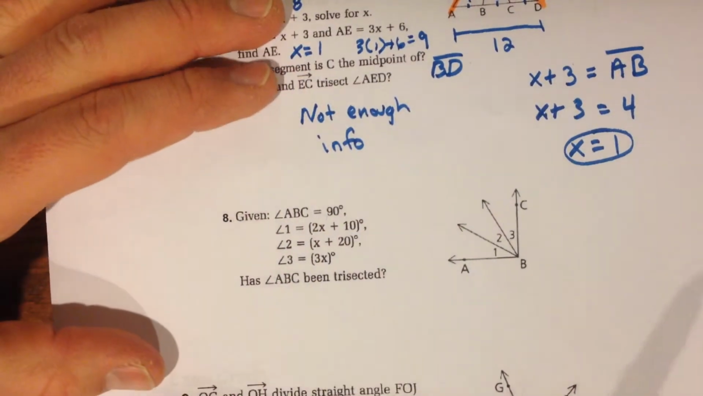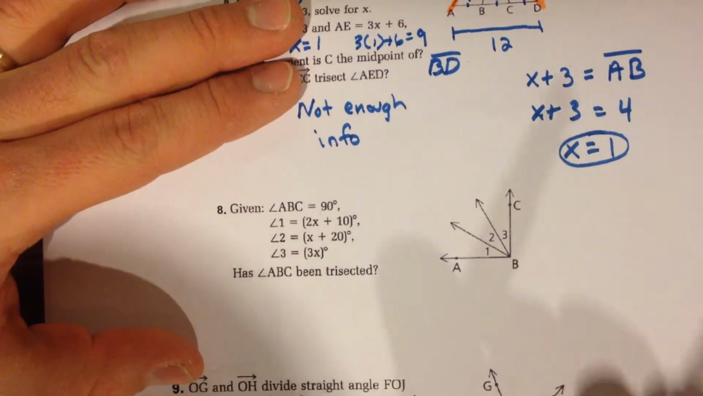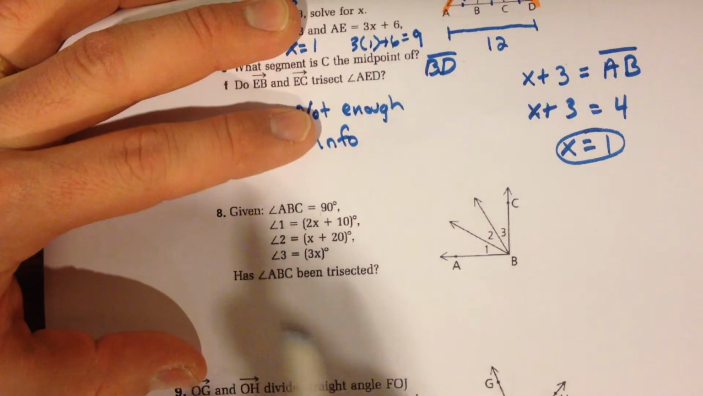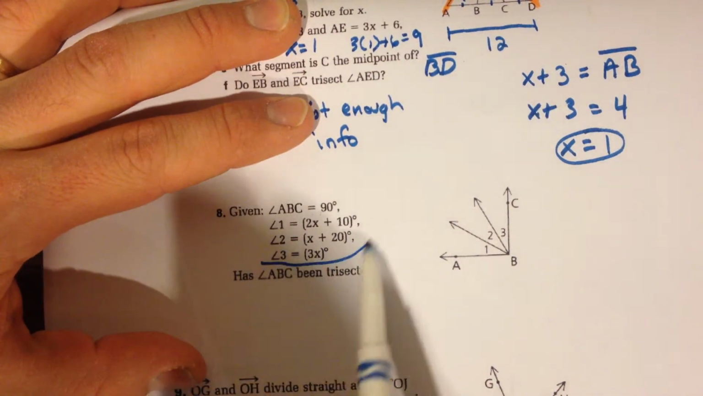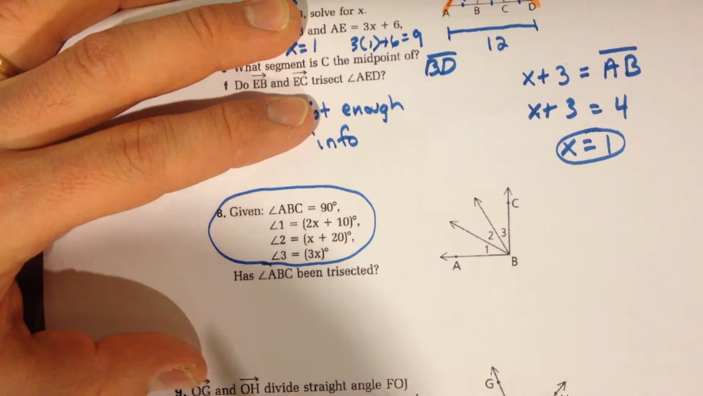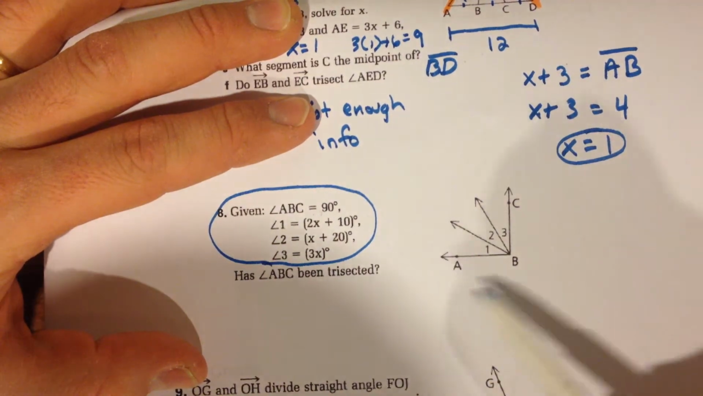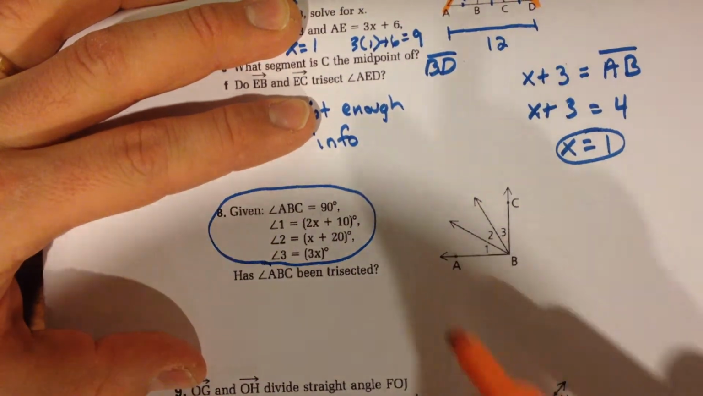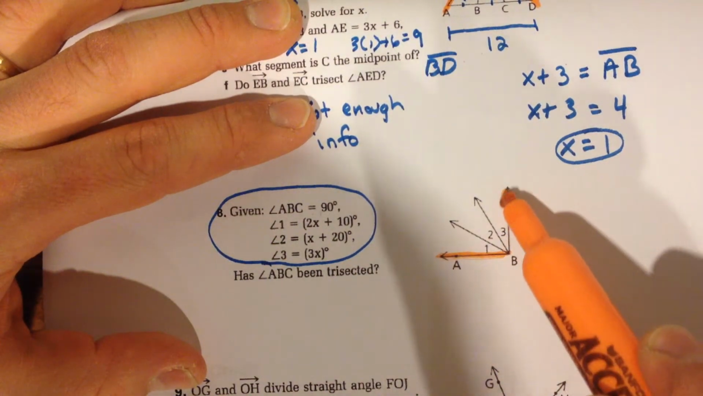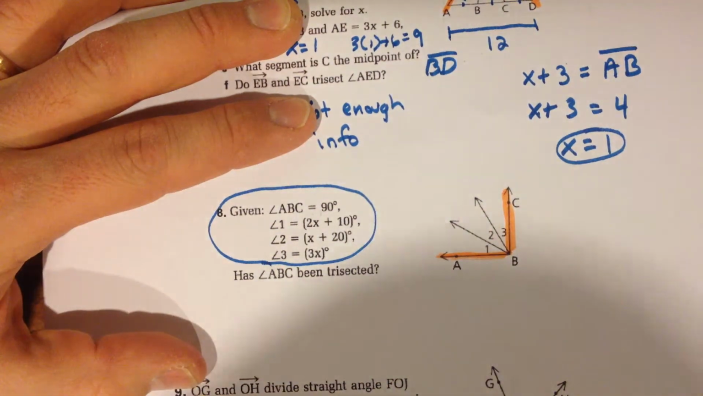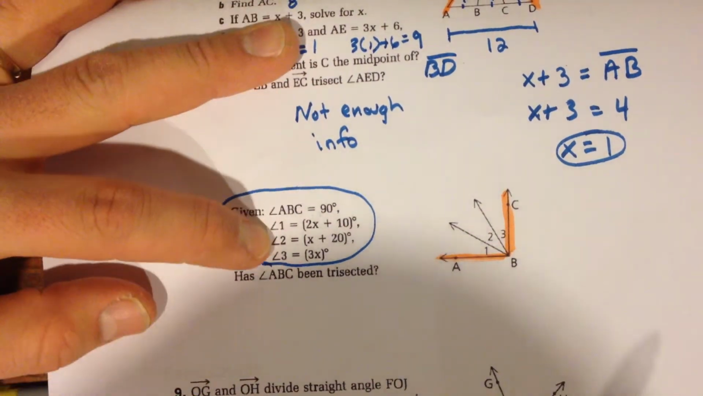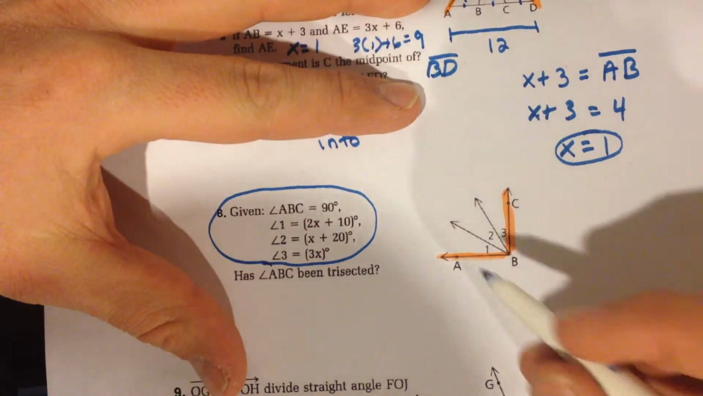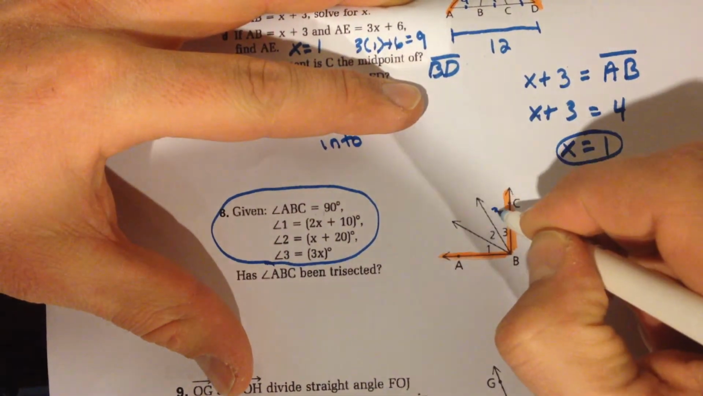Okay, next problem. This might be one of the longest videos I've ever done. Alright, so here we go. Given. There's a lot of givens. There's actually 4 of them. So read them. It says that the big angle ABC is 90 degrees. So we know altogether these should add up to 90, right? Because it says this is 3x.